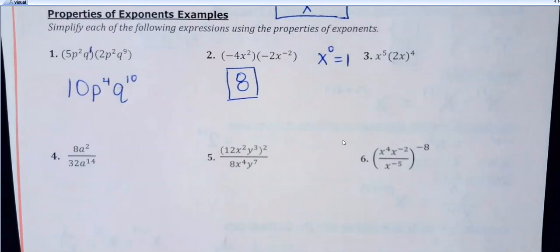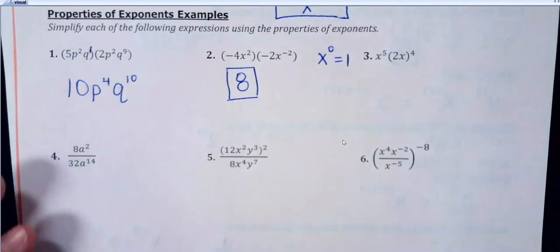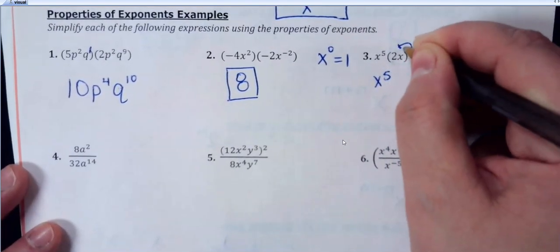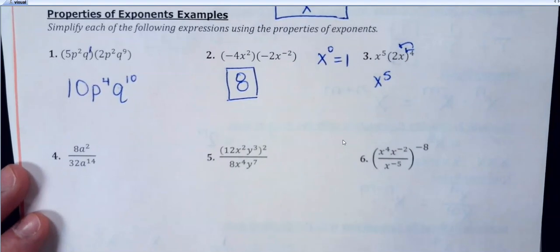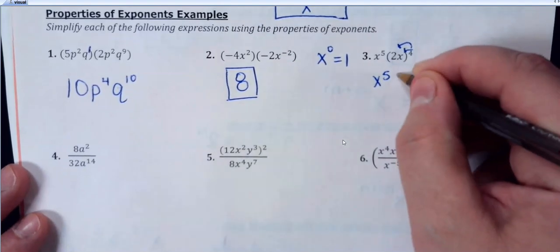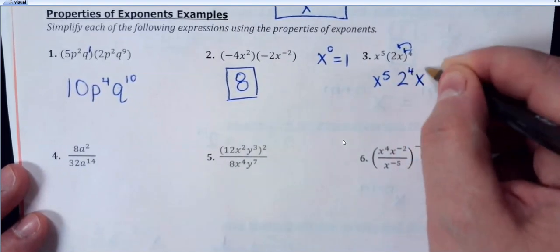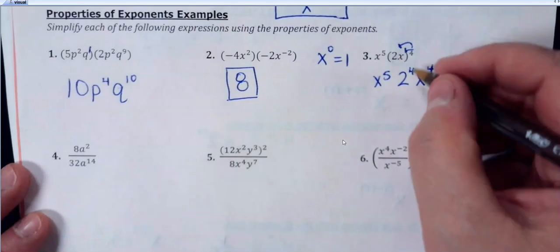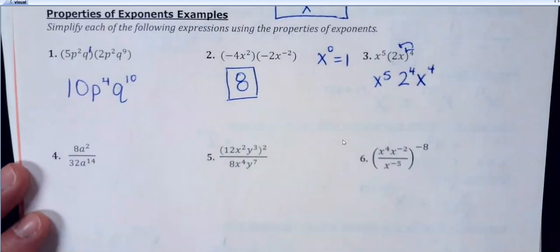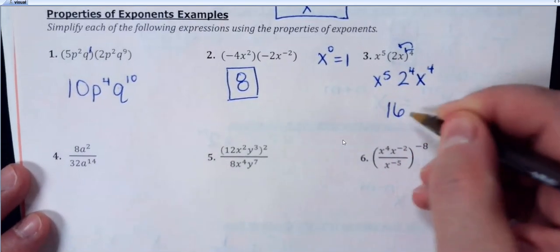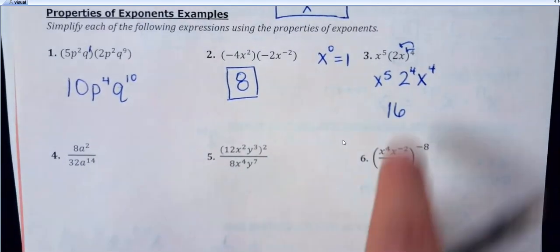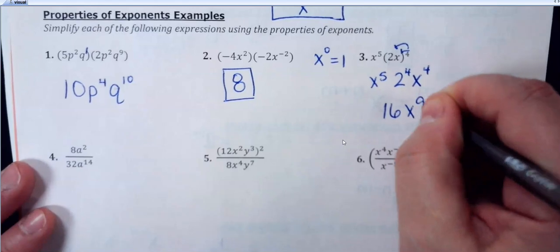For number 3, I got a couple things going on here. So I've got an x to the 5th, and then what I got to do here, I've got a product to a power. I got to distribute that exponent. So that 2 needs a 4th power, and then that x needs a 4th power. Now, 2 to the 4th, and you guys are welcome, just do it on your calculator if you're not sure what it is. 2 times 2, 4 times, you're going to get 16. How many x's do I have there? 9. 5 here, 4 here, so x to the 9th. That's my answer, all done.